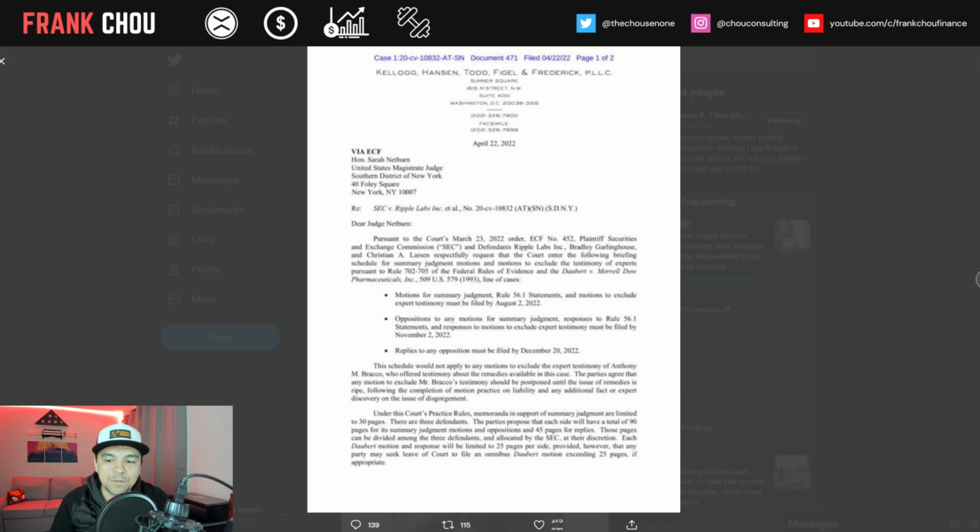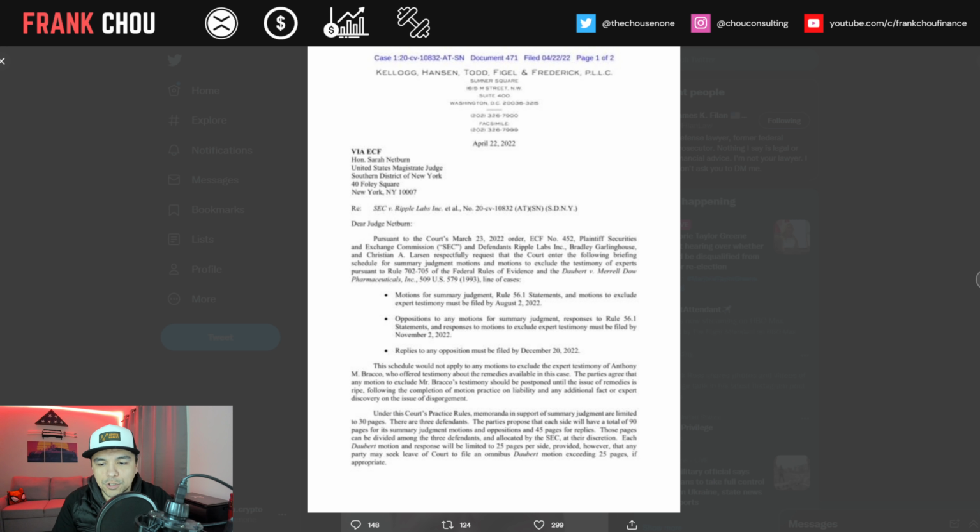Under this court's practice rules, memoranda in support of summary judgment are limited to 30 pages. There are three defendants. The parties propose that each side will have a total of 90 pages for its summary judgment motions and oppositions, and 45 pages for replies. Those pages can be divided among the three defendants and allocated by the SEC at their discretion.